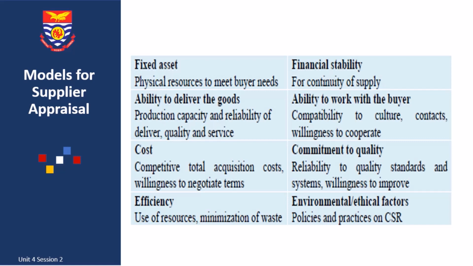Fixed assets are the supplier's physical resources they will need to meet the buying organization's needs. Will the supplier be able to deliver the goods? With this, we use the production capacity and the reliability of delivery, quality and services. You can use Recata's consistency of output to explain the ability of the suppliers to deliver the goods, the reliability of their delivery, their quality, their services.